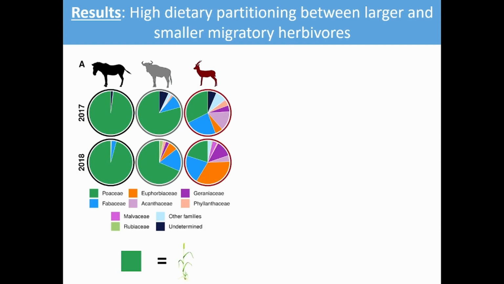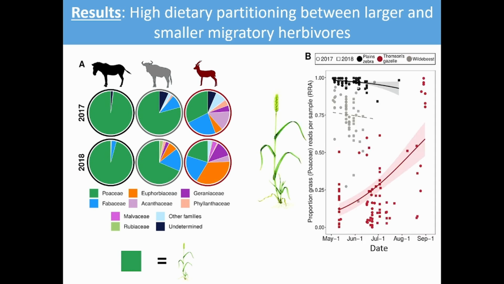The final thing we saw was really strong resource partitioning in the diet. So essentially the more colors in these pie charts is just more different things. Green is represented by grass. This is for 2017 and 2018. Thompson's gazelles had an incredibly diverse diet. And what was really interesting is when we analyzed this through time, we found that the proportion of Poaceae, or the amount of grass eaten by Thompson's gazelles, was low throughout much of the season and then really increased at the end of the dry season.